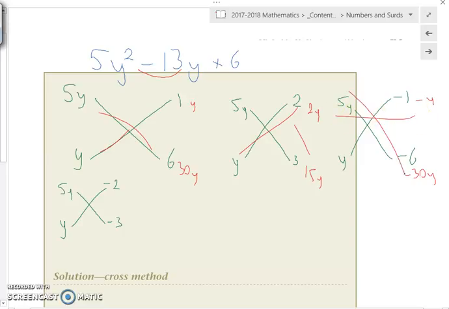That's no good. Well, is it? Let's check. 5y is minus 15y minus 2y, which gives me minus 17y. No. Because they multiplied together to give you positive 6. But that one doesn't work either. Are we doing something wrong? Not something wrong. Oh, I know what the answer is. Have we got any more we could check?